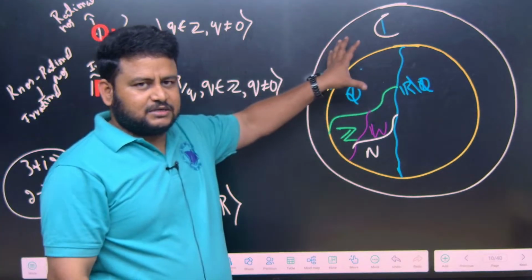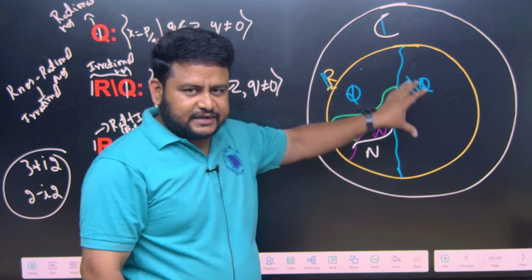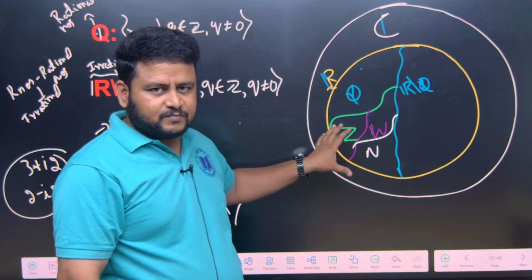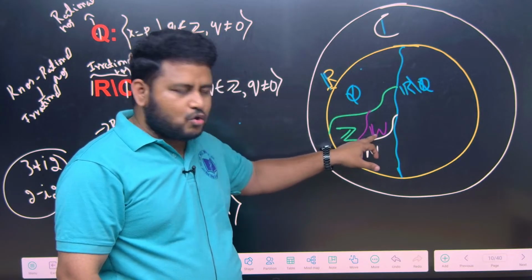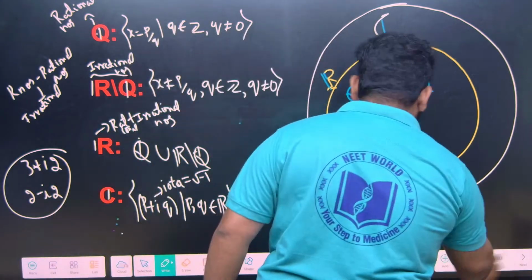So this is how you can represent it. First is complex numbers, within that comes real numbers. In real numbers, we have rational and irrational. In rational, we have a further subdivision, that is integers. Within integers, we have whole numbers, and we have natural numbers. So clear friends, this is how we will write it.